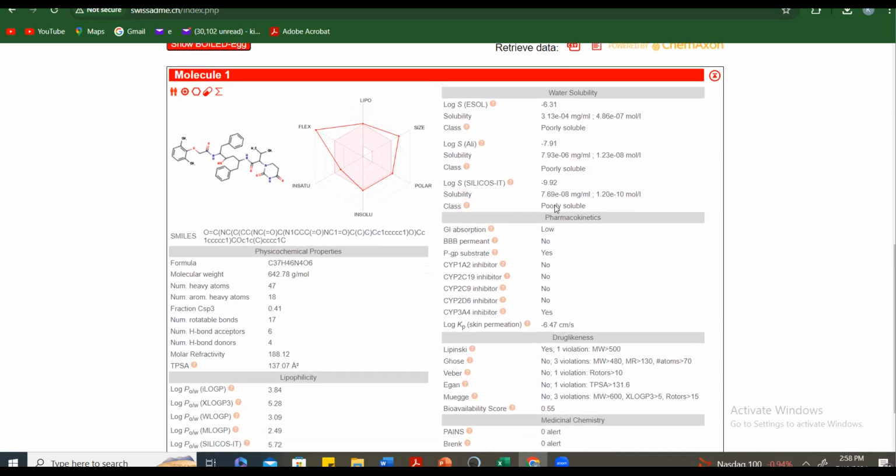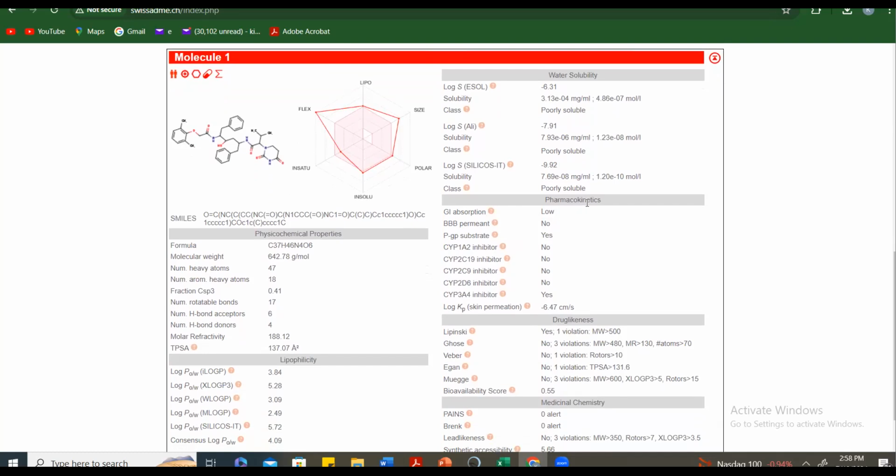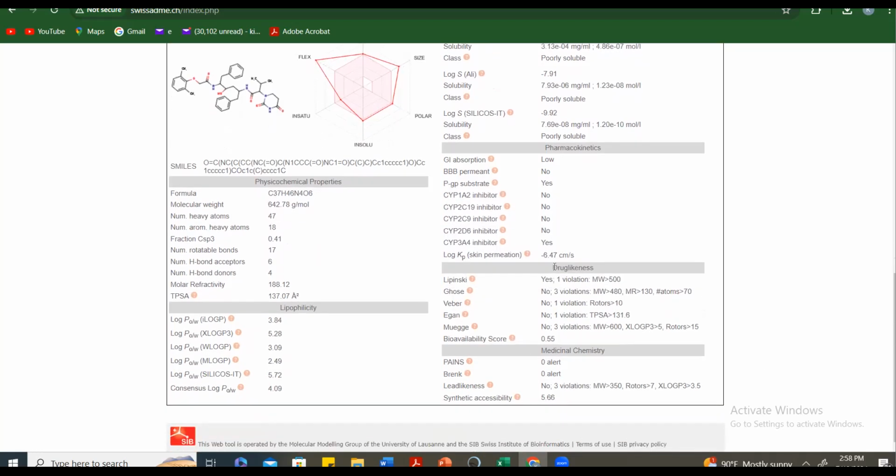Right? Now, another thing it's giving us is what is called pharmacokinetics. Pharmacokinetics is just talking about what the drug does to your body, right? So this GI is like when you take it orally, is your gastrointestinal tract able to absorb it? It says the absorption is very, very low, right? I won't go into too much detail on that for you.